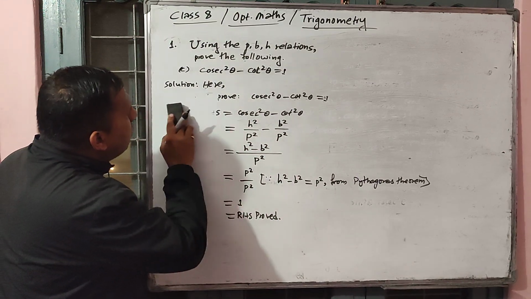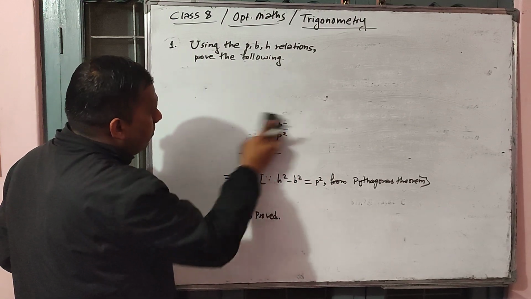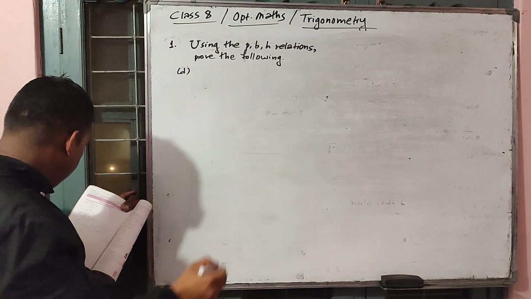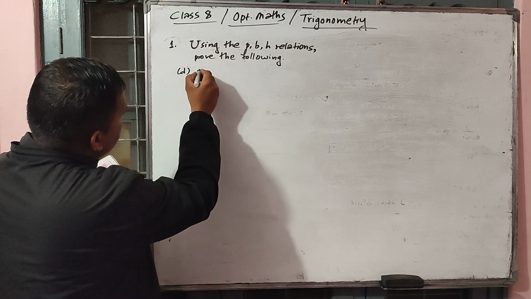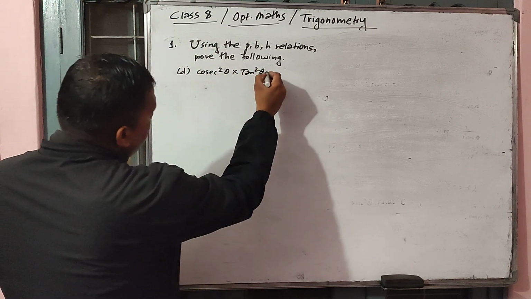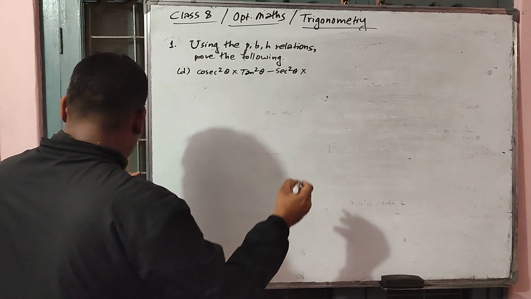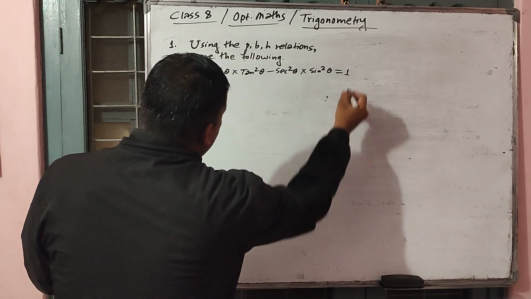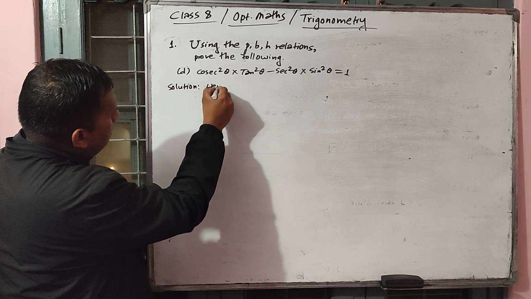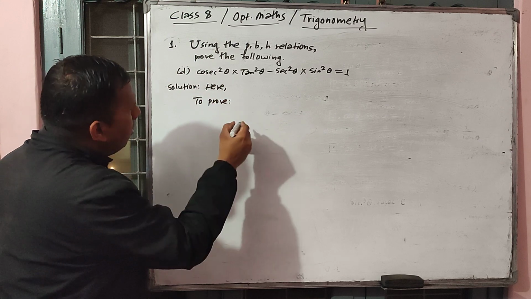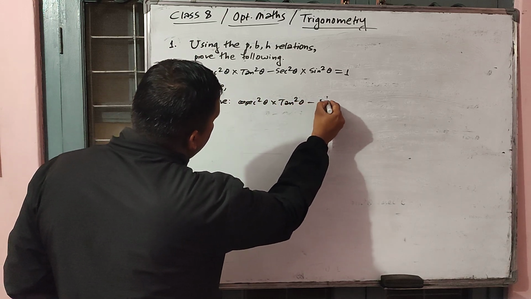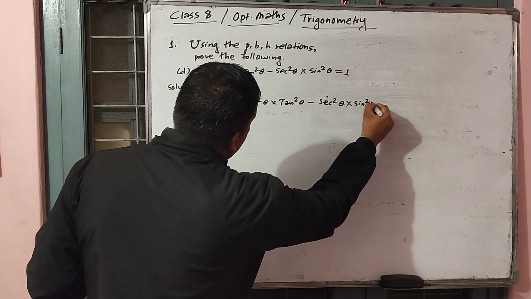Okay students, now next question. Next question is D. In D, we have cosec square theta multiply with tan square theta minus sec square theta multiply with sin square theta equal to 1. Now, look at its solution. Here to prove cosec square theta multiply with tan square theta minus sec square theta multiply with sin square theta equal to 1.